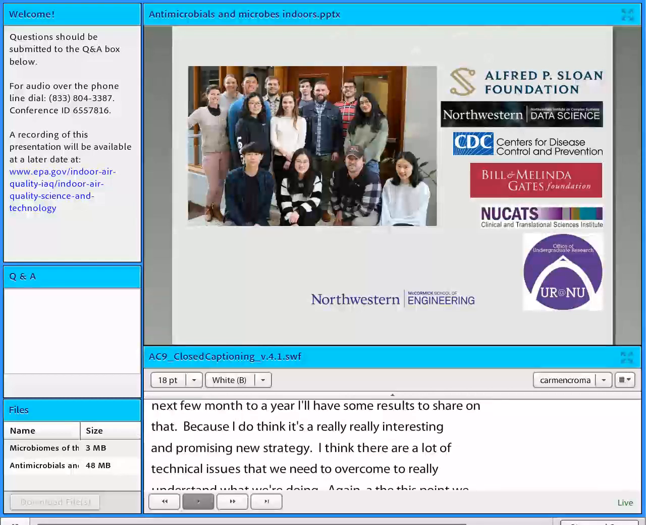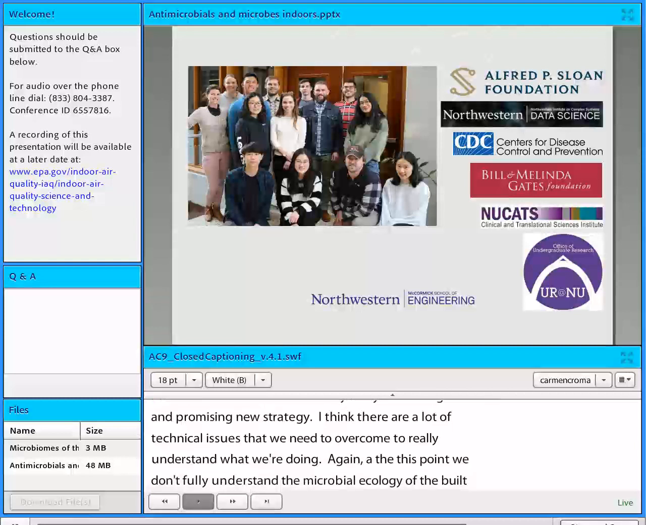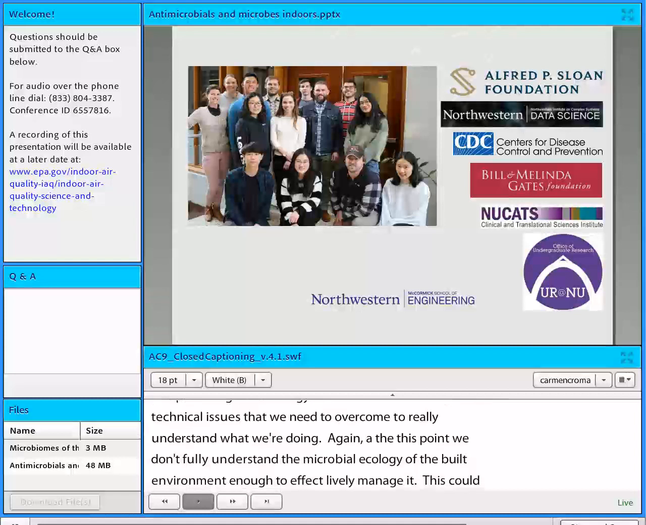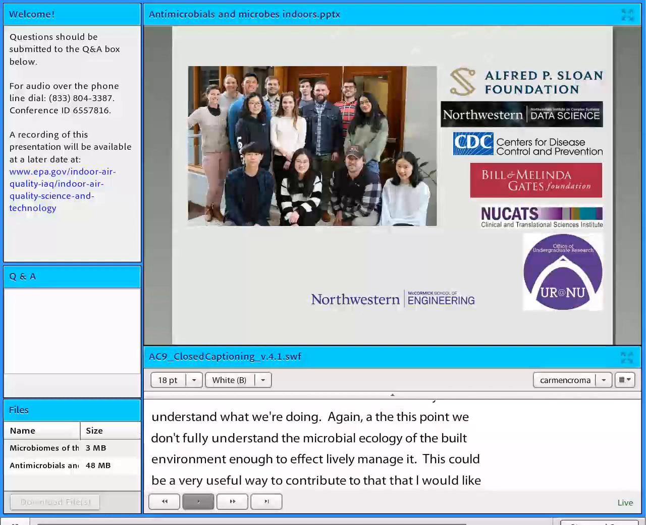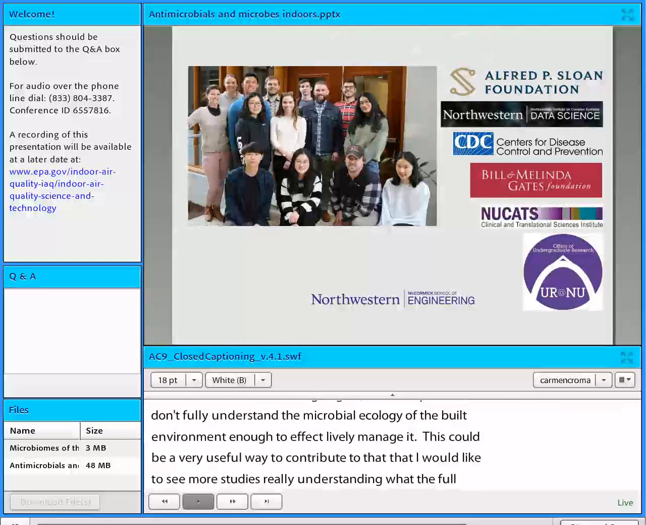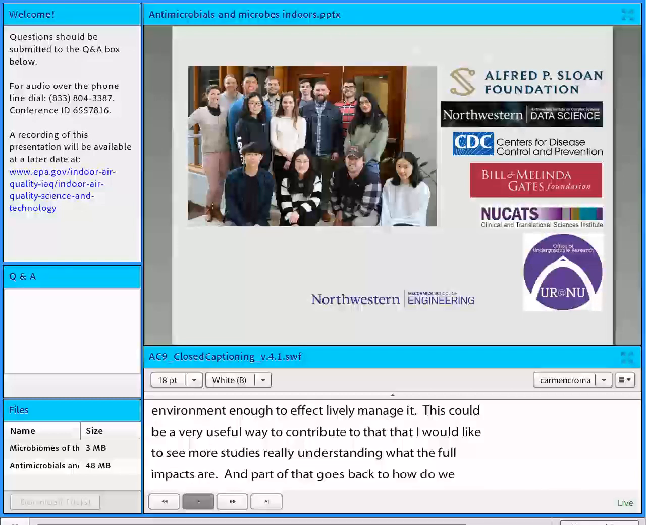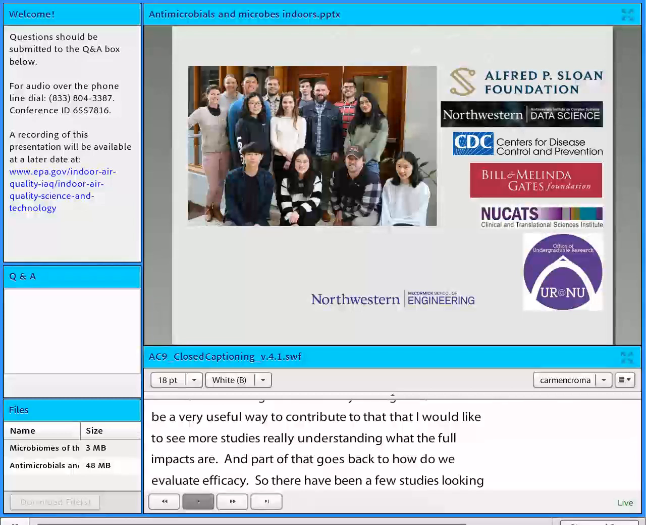Again, at this point, we don't fully understand the microbial ecology of the built environment well enough to effectively manage it. This could be a very useful way to contribute to that, but I would like to see more studies and really understand what the full impacts are. And part of that goes back to how we evaluate efficacy. There have been a few studies looking at the use of probiotic cleaners in hospitals because, again, this is a place where we're really concerned about infection.